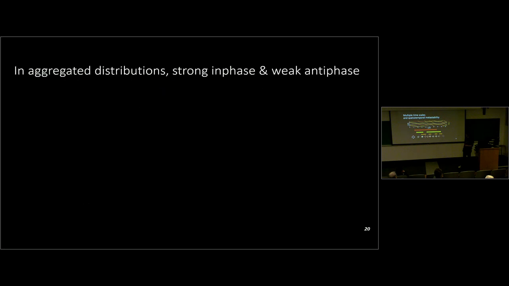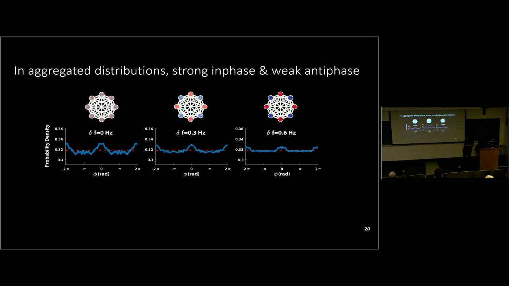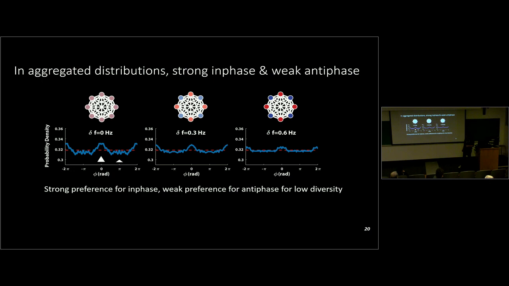What does it mean? But for now, in aggregate, if I plot the distribution of relative phase between all the dyads in the group, I will find that there is a strong in-phase peak at 0, and there's a very small antiphase peak at pi.